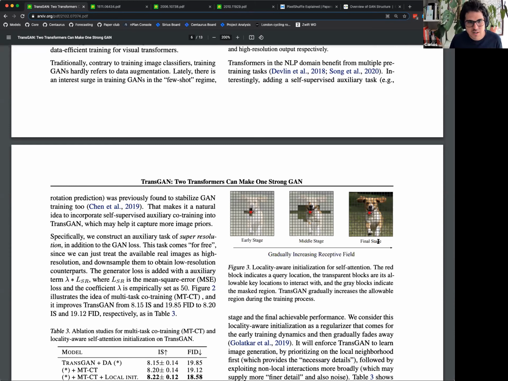Cool. Other comments, questions about the paper? Do you like GANs? Is it something that you would like to see more of?